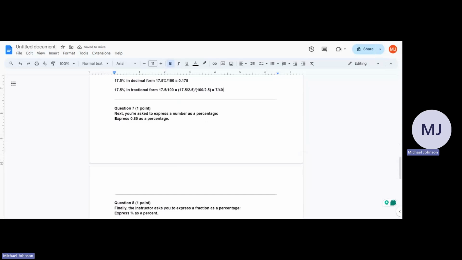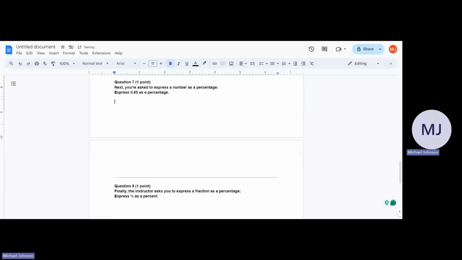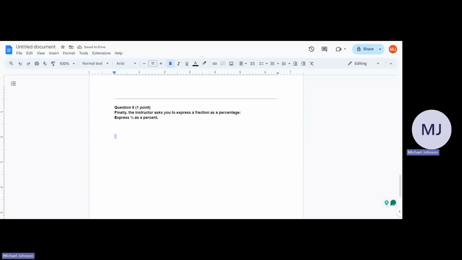But yeah, you'd have to do trial and error and figure that out here. And then convert 0.85 to a percentage: 0.85 times 100% equals 85%. So that's how you do that one. And then finally, the instructor asks you to express a fraction as a percent: express 5/8 as a percent. How you would do that is convert it to decimal form. 5/8 equals 0.625, and then you take 0.625 times 100.